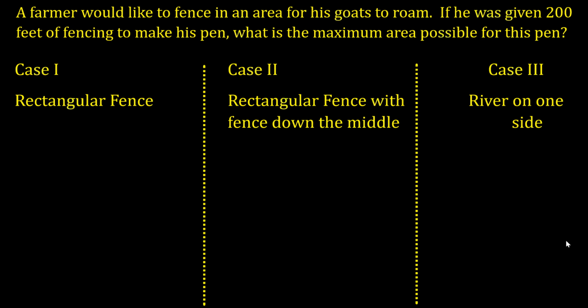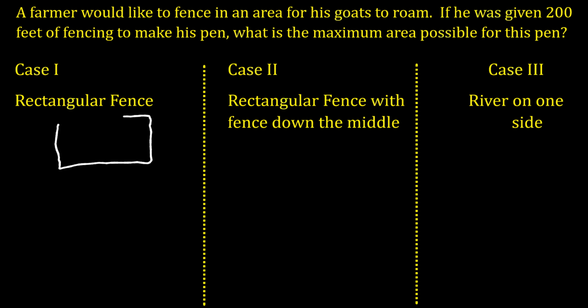And then case three, maybe he's got a river that runs through his property and knows that he doesn't need fencing on one side because there's a river that he can use as his fencing, so he can maybe maximize the possible area. So let's look at the first example, rectangular fence.